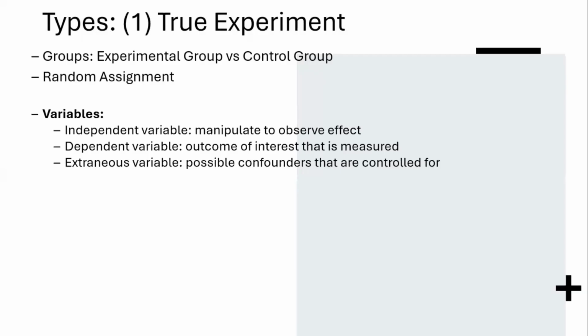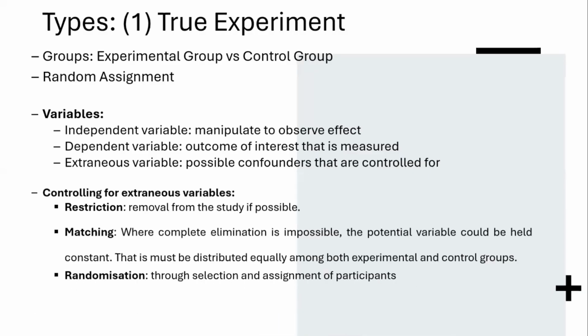Independent variable that will be manipulated, dependent variable that will be measured, and extraneous variables that will be controlled for. Now let's look at the different ways extraneous variables can be controlled for.